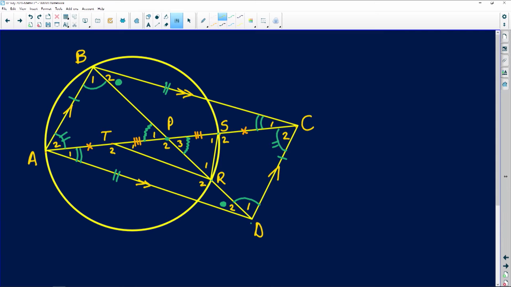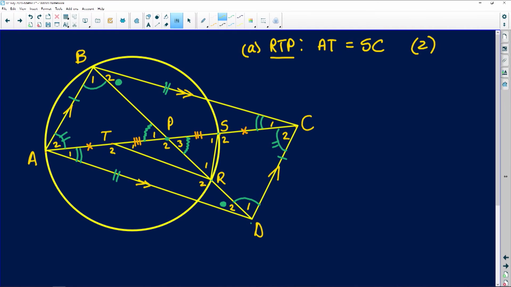Now, the first question, A, we are required to prove the following, that AT is equal to SC, and that's for 2 marks. AT, look at that. We've already got it on our diagram. How did we reason it? We said that AP is equal to PC, but TP is equal to PS, therefore AT is equal to SC for 2 marks. Okay, let's write the argument down as quick as we can.